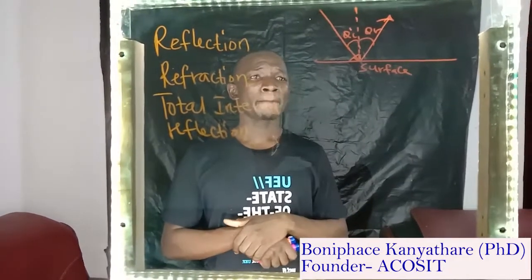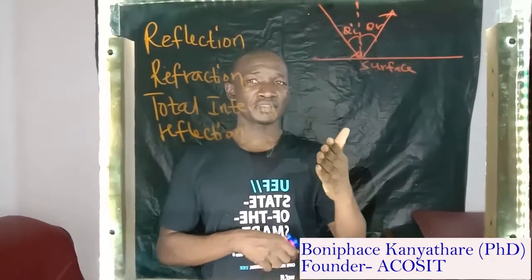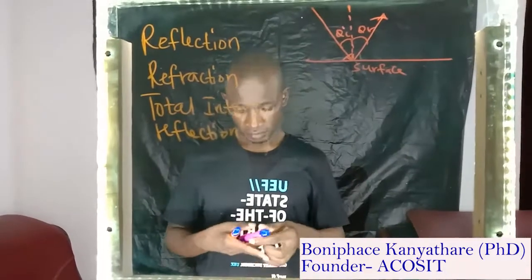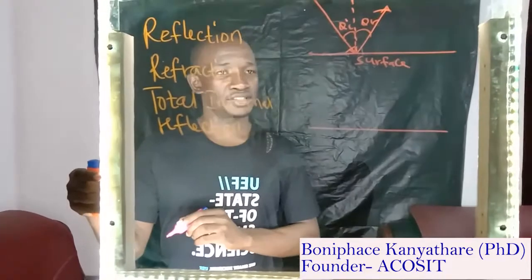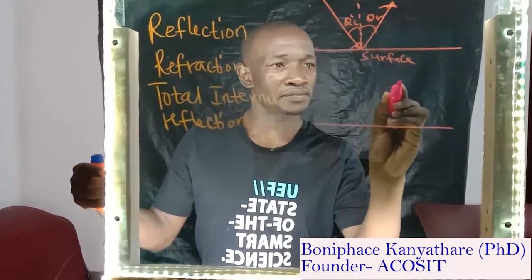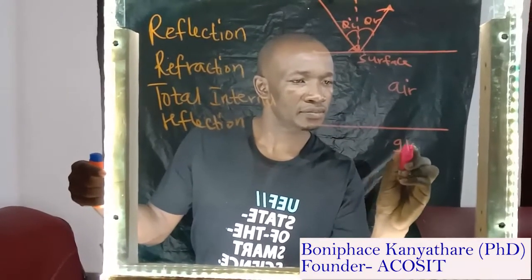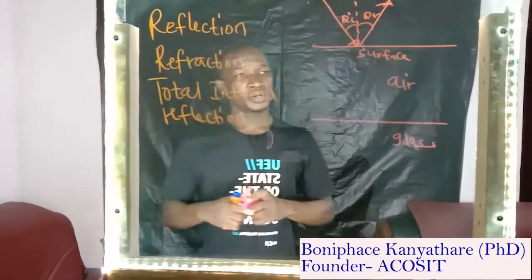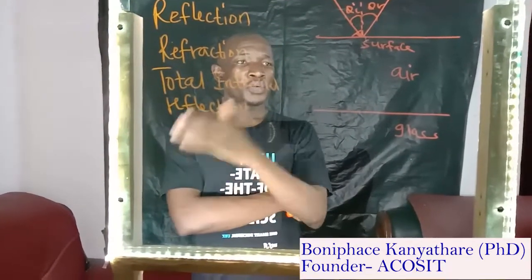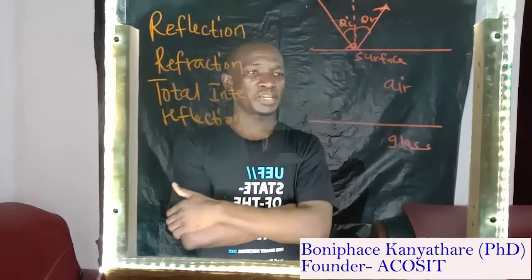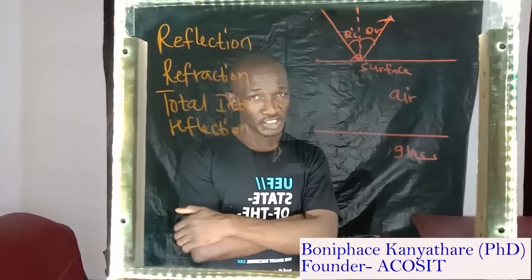Refraction is actually bending of light when it passes or travels from one medium to another. To show you clearly, if here we have an interface, let's say here we have air and here we have glass. We have air and we have glass. When light travels between two different media, it undergoes refraction. Refraction is bending of light.